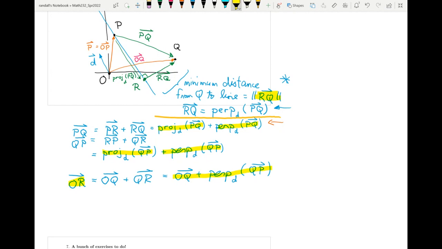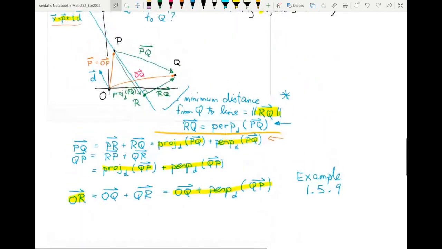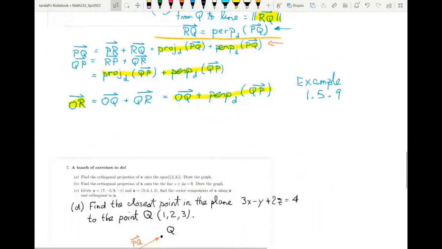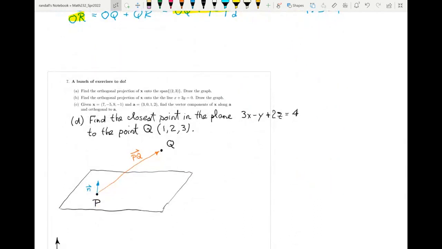So this is done in the textbook. They do an example like that exactly, where they compute the point on the line that is closest to a point Q. Now, I'm going to do an example that extends this, from a bunch of exercises. I'm going to do this problem here. This is a similar problem. Problem D I'm going to do.